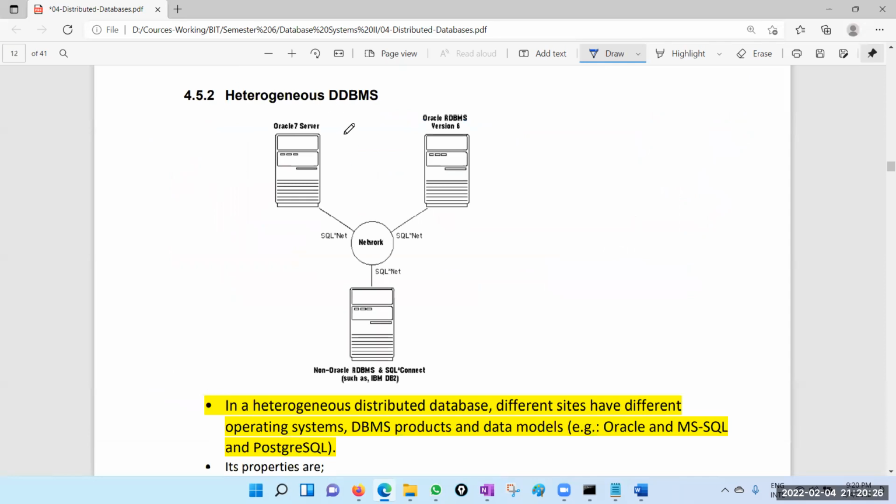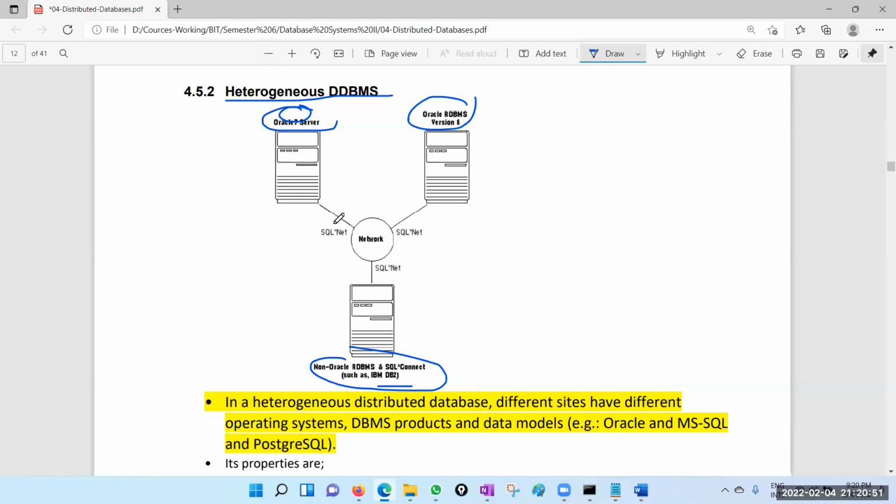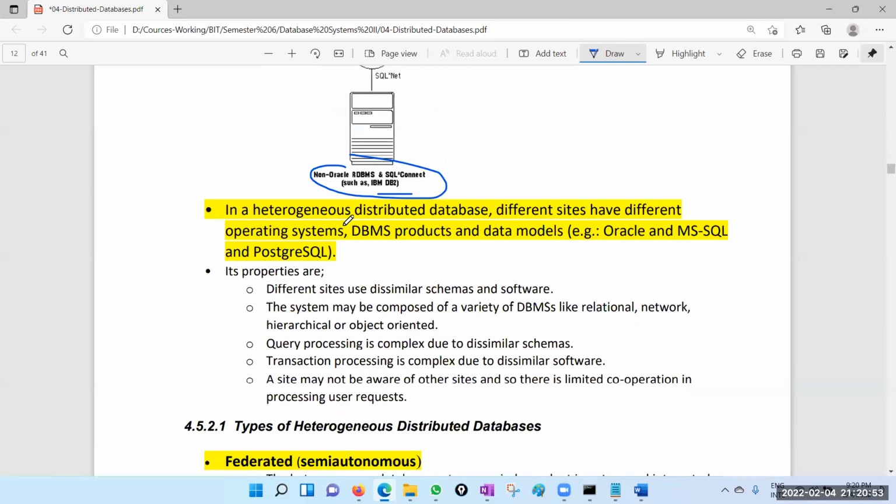Right, so this is homogeneous, right, Oracle. So this is a heterogeneous example. So this one is Oracle 7, this is Oracle 8, and this is a non-Oracle database like IBM DB2 or something like that. Right. So that is again a distributed database, but a heterogeneous distributed database management system. Okay. So different sites may be having different operating systems and different database management systems. Okay.